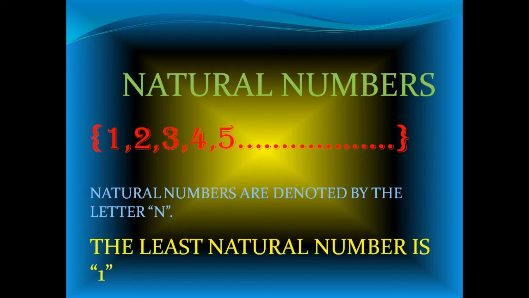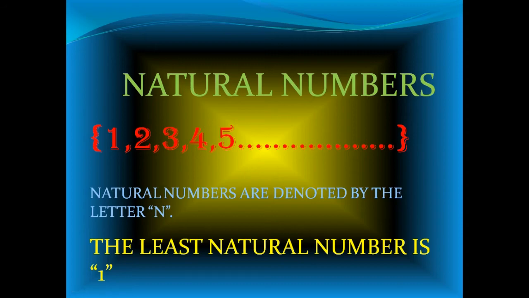It starts from 1: 1, 2, 3, 4, 5, and so on. So what is the least natural number here? 1 is the least natural number. Natural numbers are denoted by the letter N, capital N. In English alphabets, capital N represents natural numbers. Natural numbers are countable numbers.